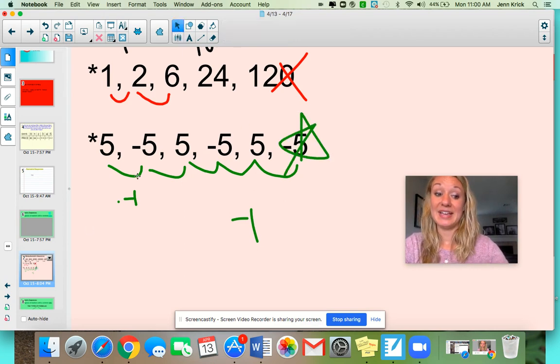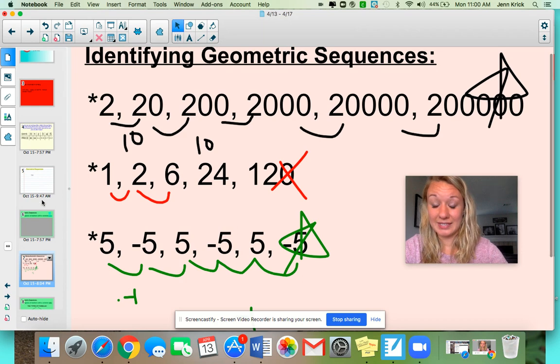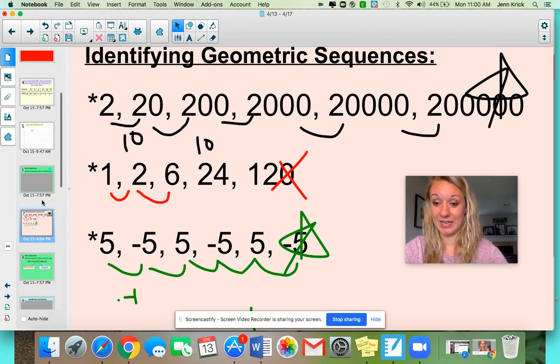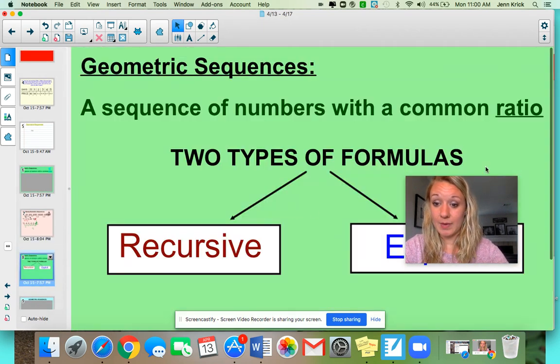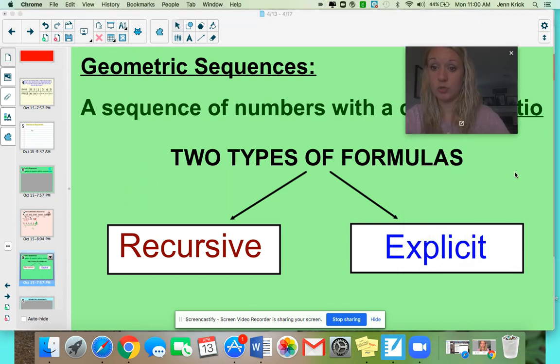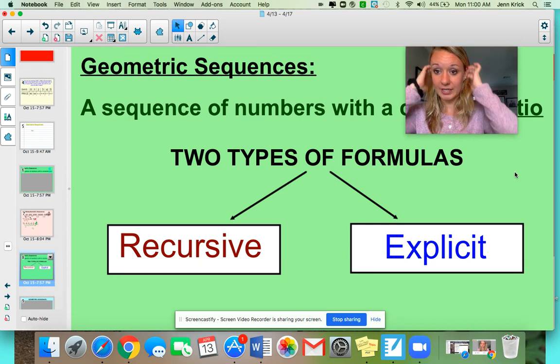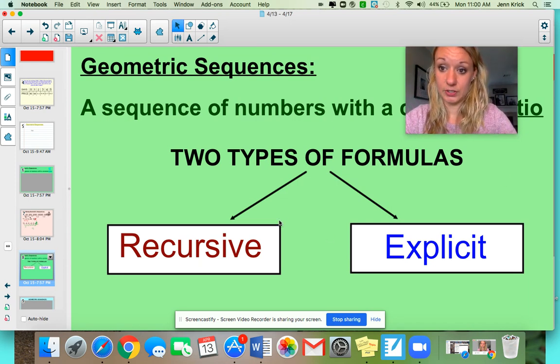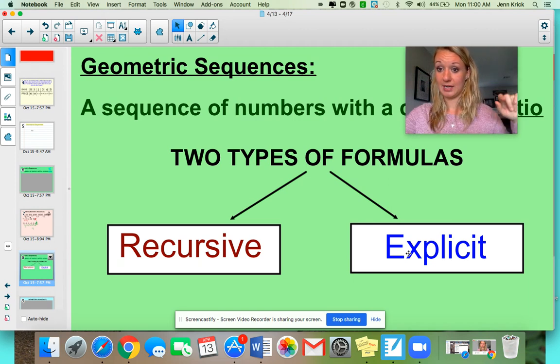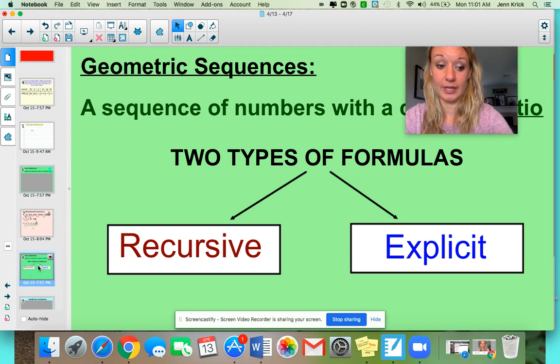Now, here is the very, very new part, it seems kind of abstract. When we talk about geometric sequences, there's two types of formulas that we can use to kind of demonstrate what the sequence is and kind of help illustrate it. There is a recursive formula and there's an explicit formula. So in your notebook, create a T-chart and have on the top of one recursive formula and on the top of the other explicit formula.